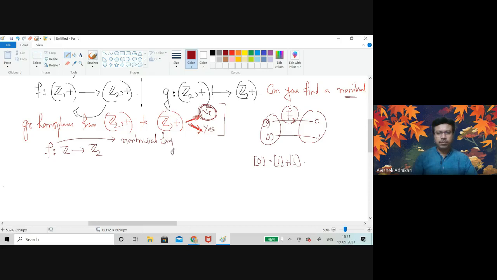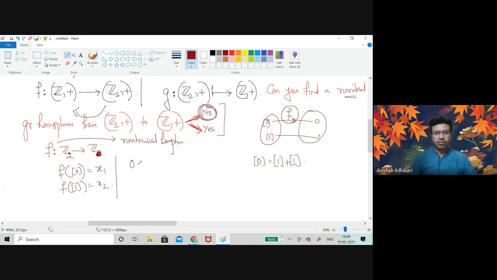Non-trivial homomorphism. Okay, so it's the other way around: Z2 to Z. Consider a non-trivial homomorphism f, so f of 0 say goes to x1, f of 1 goes to x2, right?